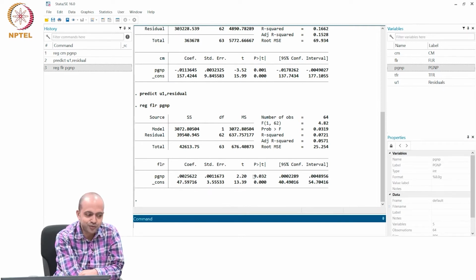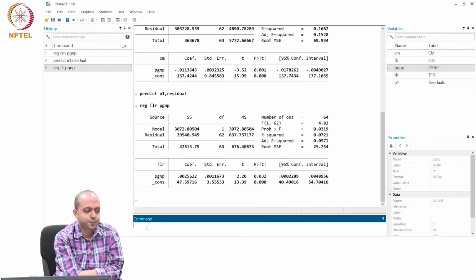And the variable is significant at what percentage level, can you think of from the p value? P value is 0.032. So, if you multiply this value with 100, what will come? 3.2, which is greater than 1 but less than 5. That means this PGNP is significant at 5% level. This is how you have to interpret this coefficient.